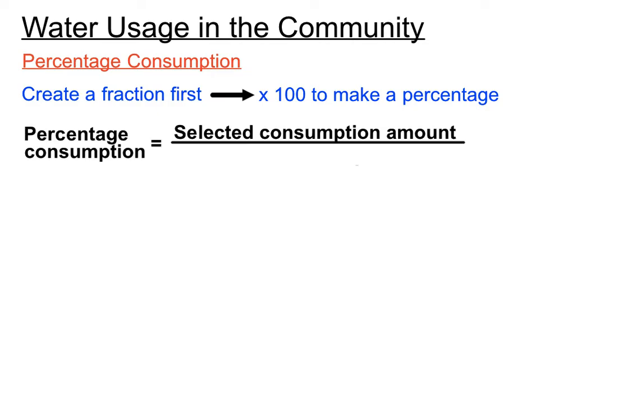Percentage consumption will equal the selected consumption amount that we're after. The question will highlight something we're after to make the percentage out of, over the total consumption. So that's how we usually construct these things. And once we've got that fraction, we'll times it by 100 as we said. Let's have a look at an example.